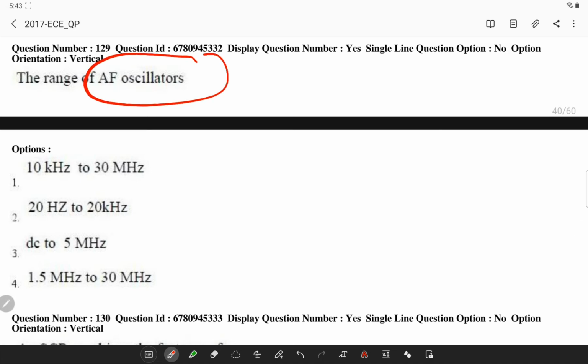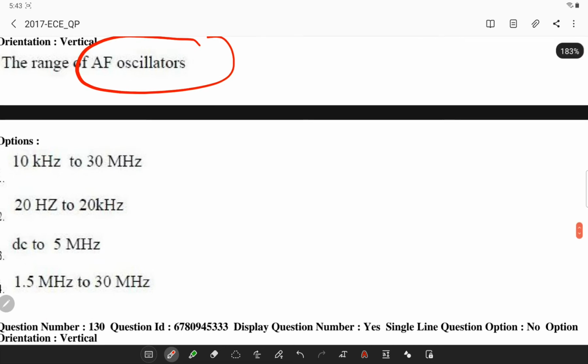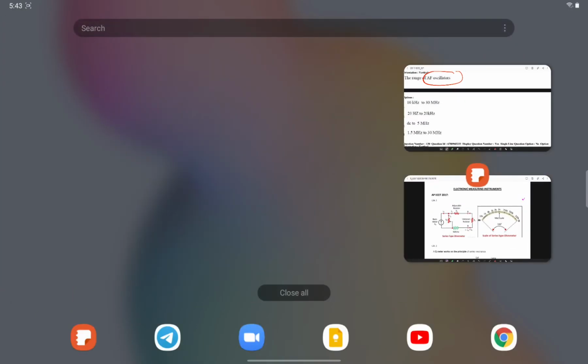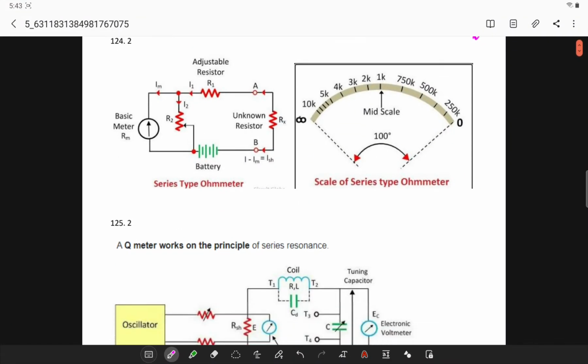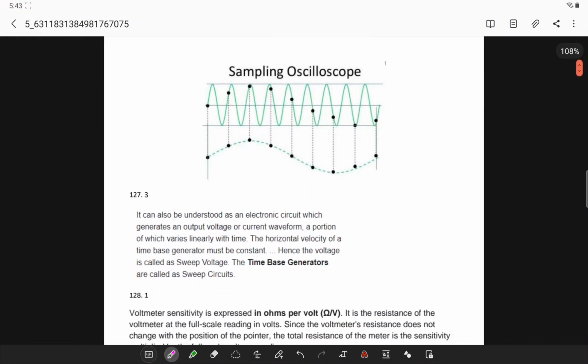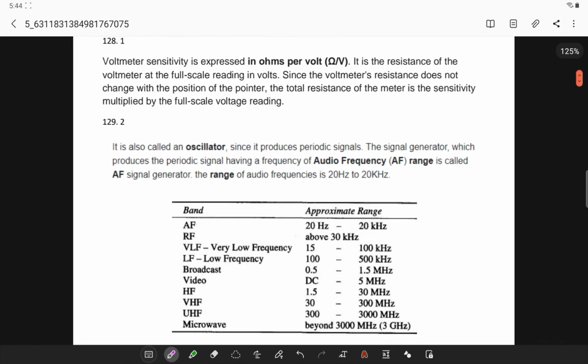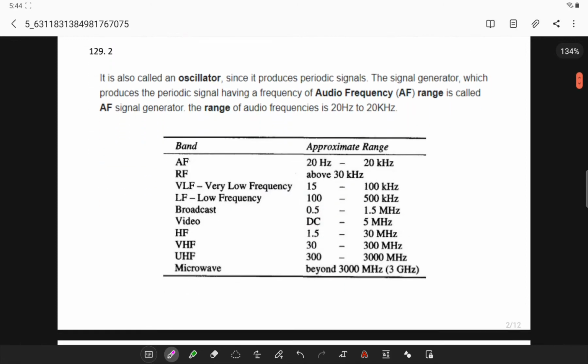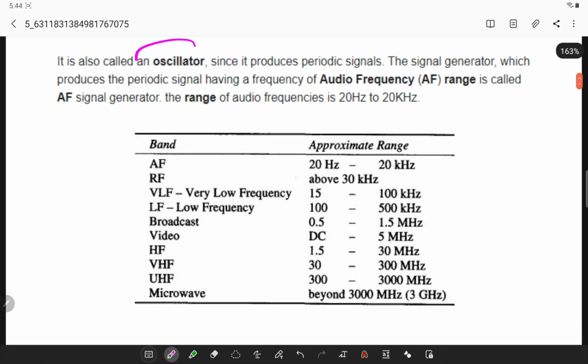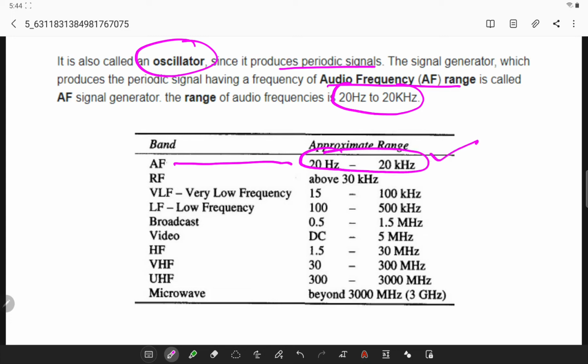Next, what is the range of an audio frequency oscillator? Remember, I have to show you a particular table for you to understand. This PDF is created and it is available in the link given in the description. See this. It is an audio frequency oscillator, which produces a periodic signal. The audio frequency range is this particular range. Students, try to remember this range. This is the audio range, 20 Hz to 20 kilohertz.